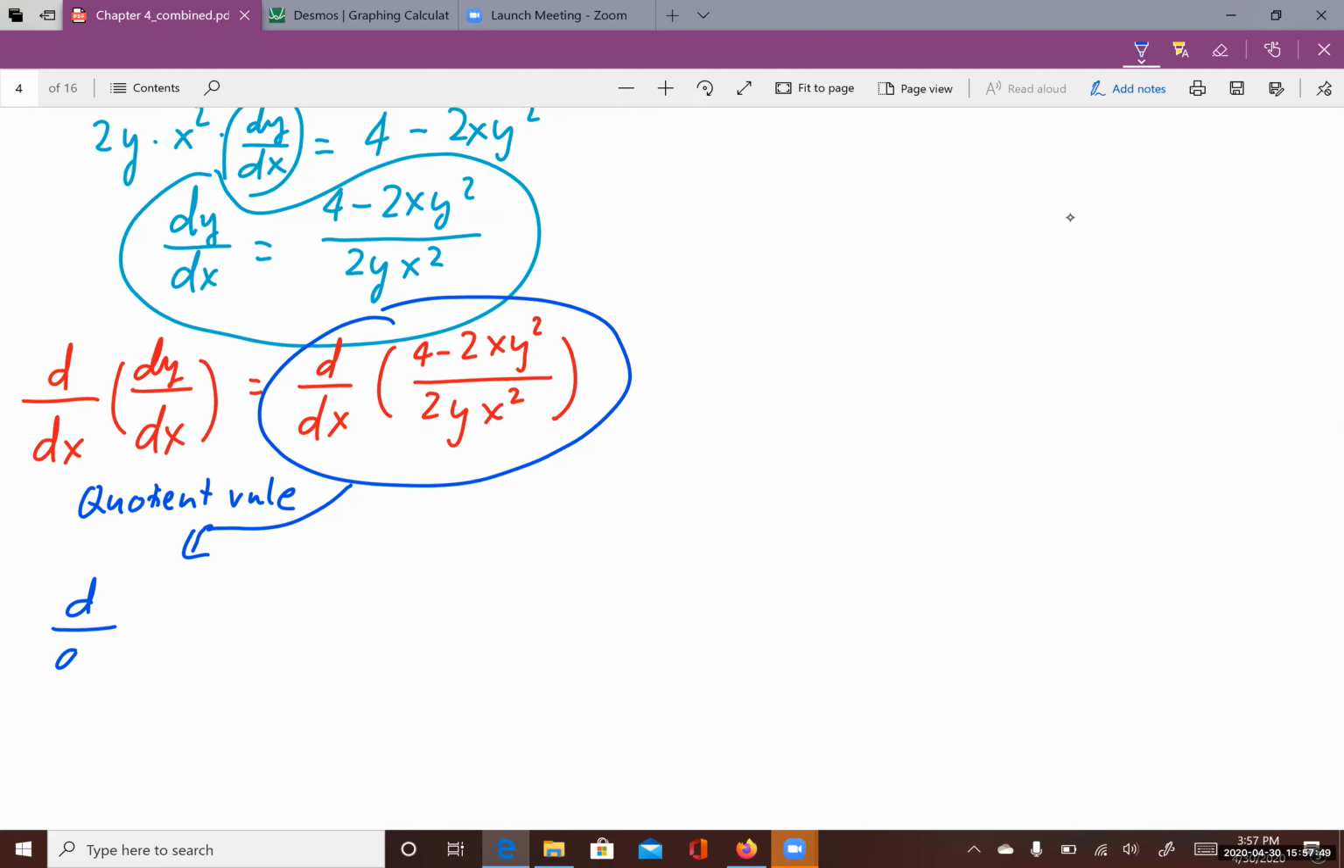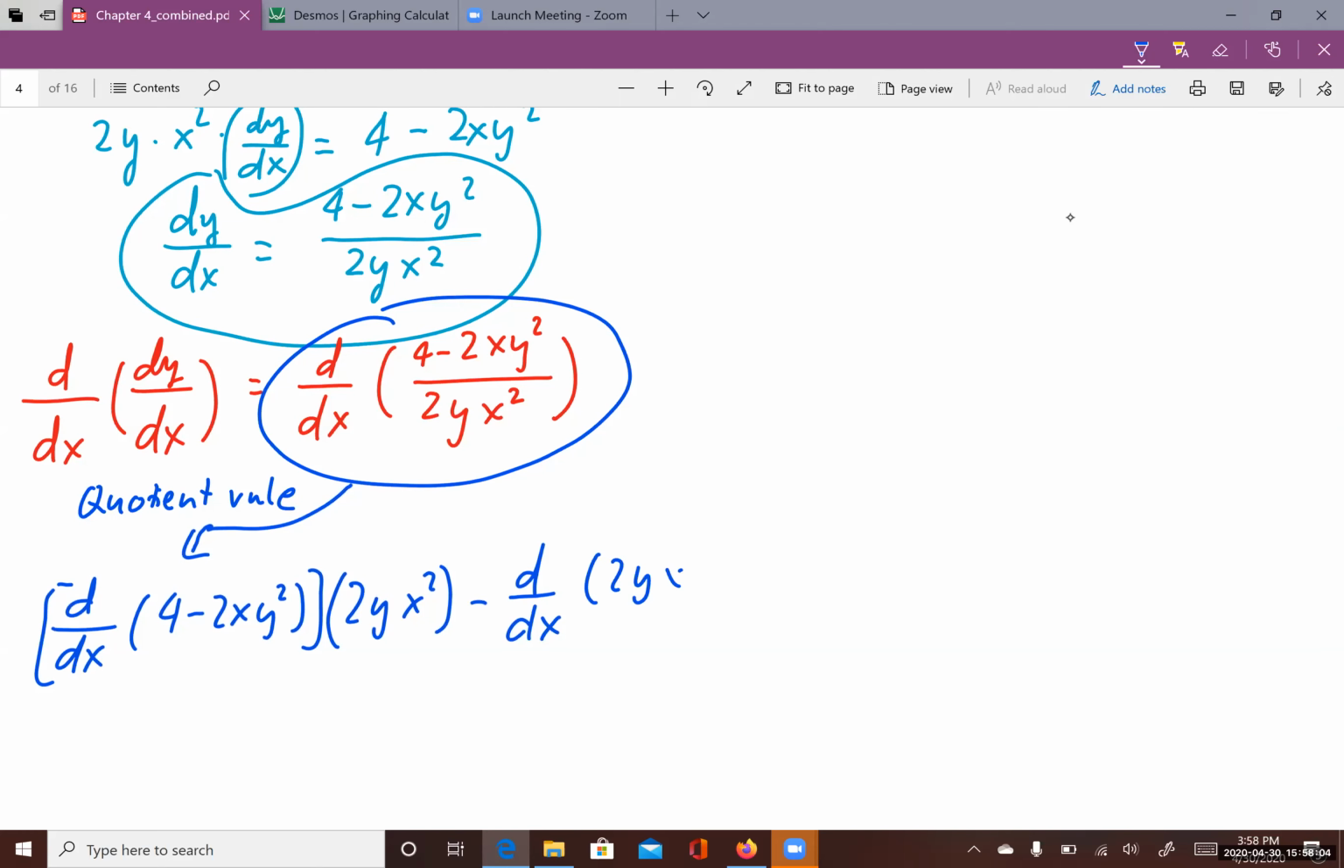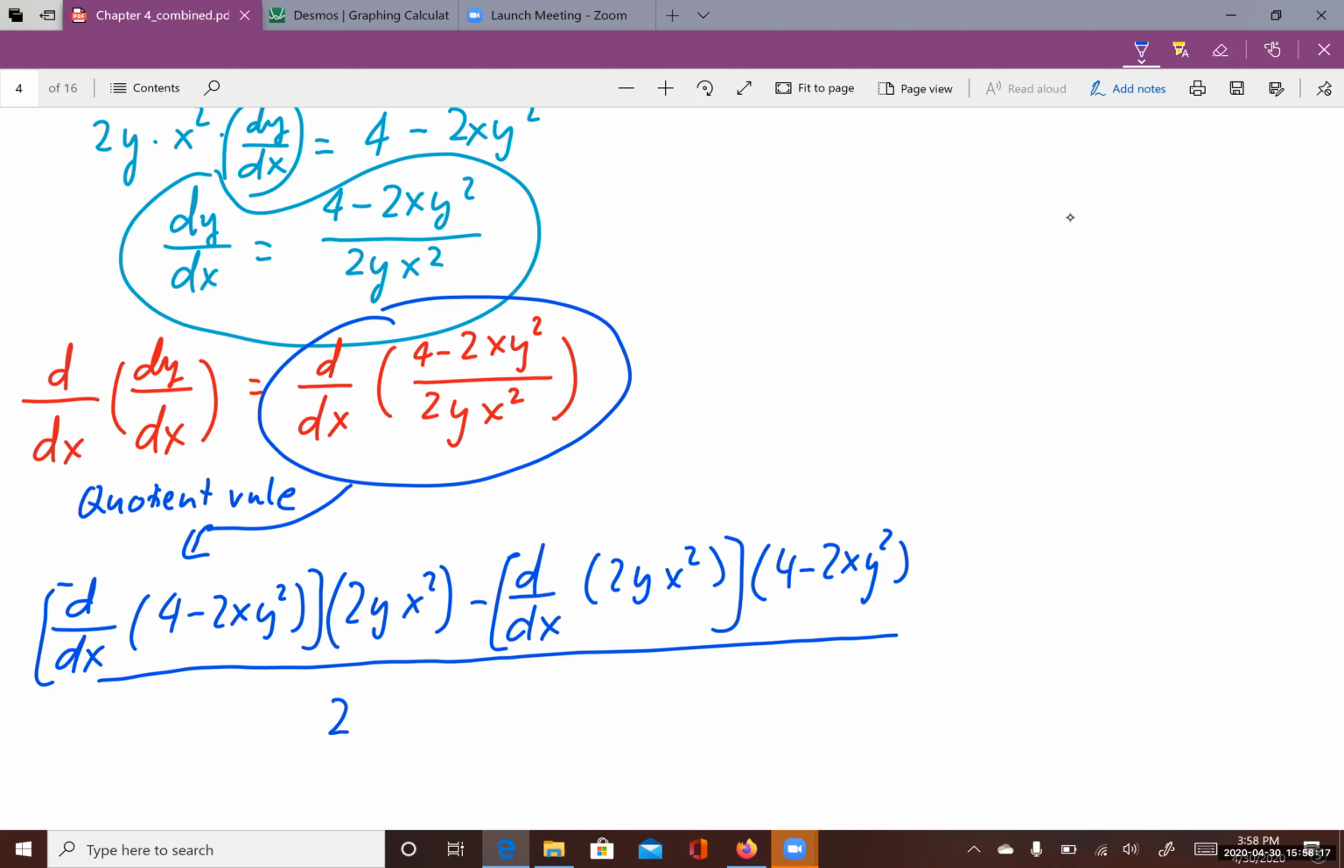I take the derivative of the top, multiply to the bottom, minus the derivative of the bottom, and I multiply to the top by the top function. Okay. Take everything divided by the bottom function squared. Okay. So that's the quotient rule, how to find this differentiation.